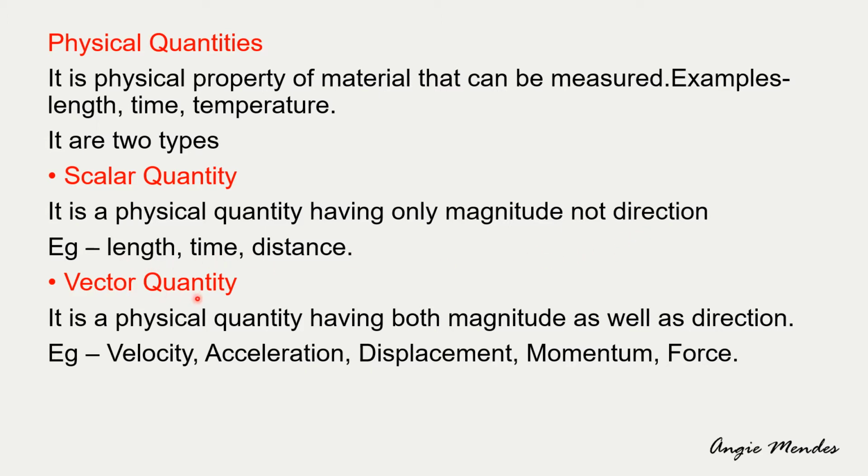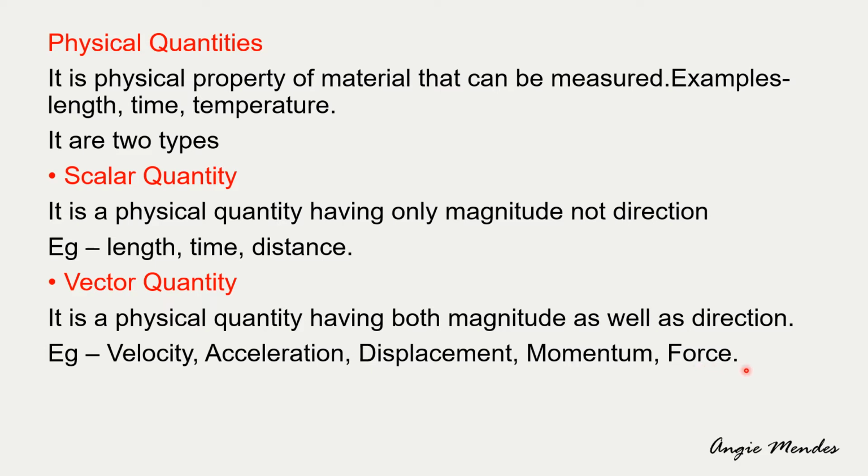Whereas a vector quantity is a physical quantity having both magnitude as well as direction. So velocity, acceleration, displacement, momentum, force, these are all examples of vector quantities.